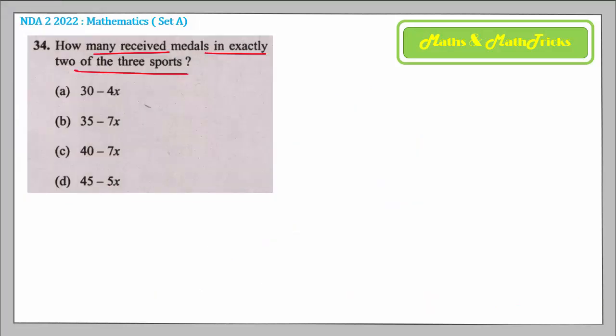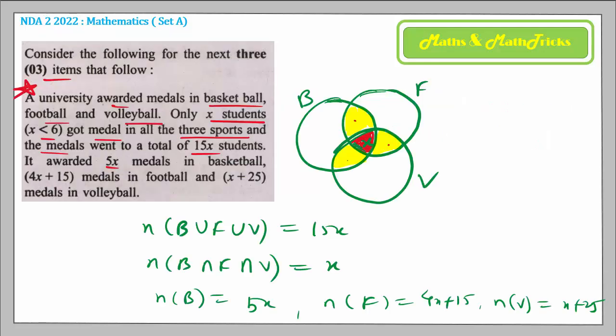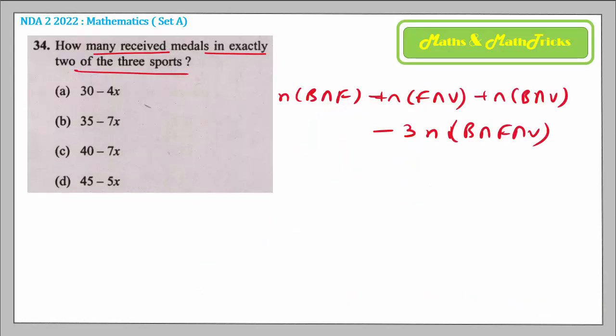So the formula for exactly 2 sports medals will be the number of B intersection F plus the number of F intersection V plus the number of B intersection V. From that we have to subtract 3 times the number of B intersection F intersection V, because when we consider this whole region, the common region for all 3 sports also came in. Is that all clear? So now you understood that this is the formula, but in this formula you don't know the value of this expression, you know only the value of this, which is x.